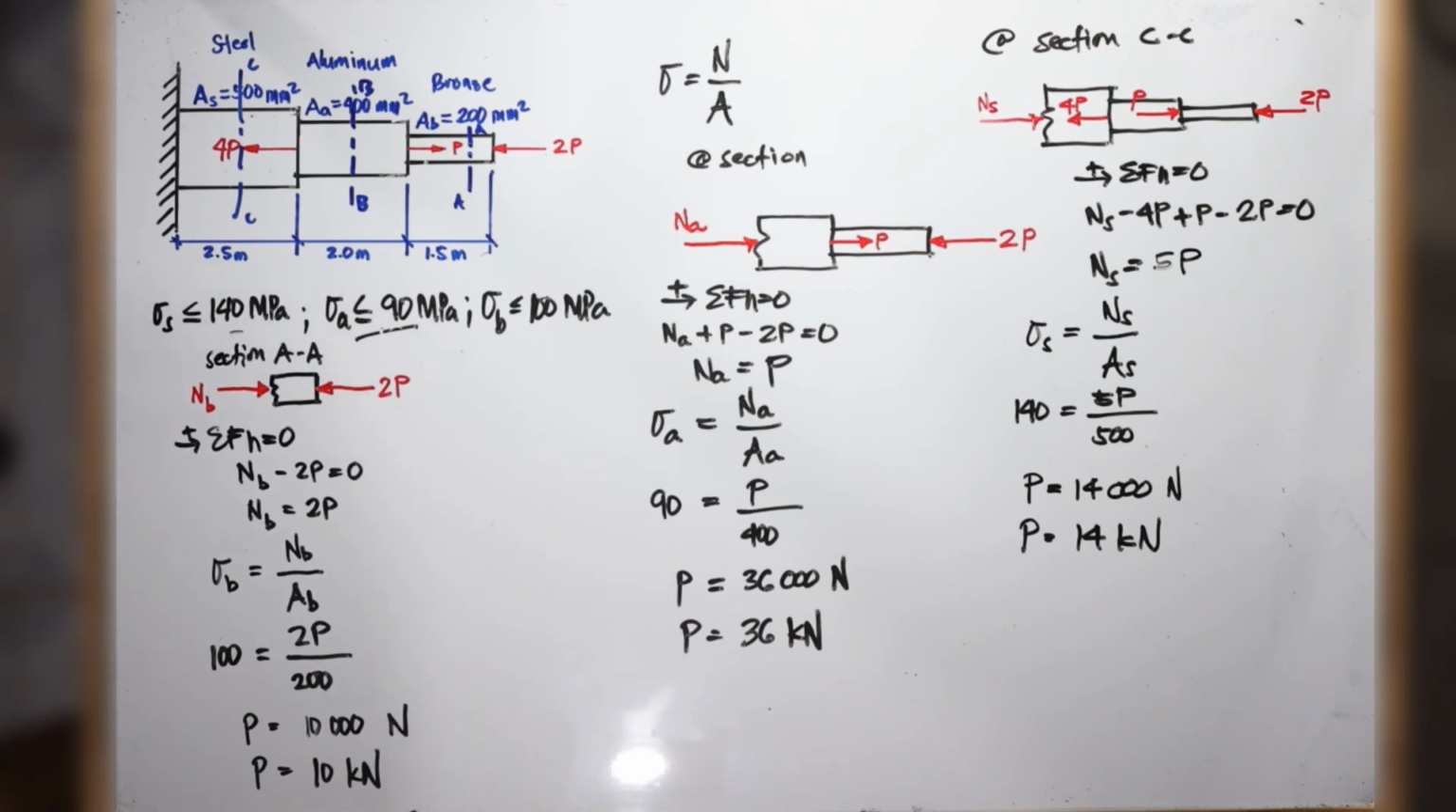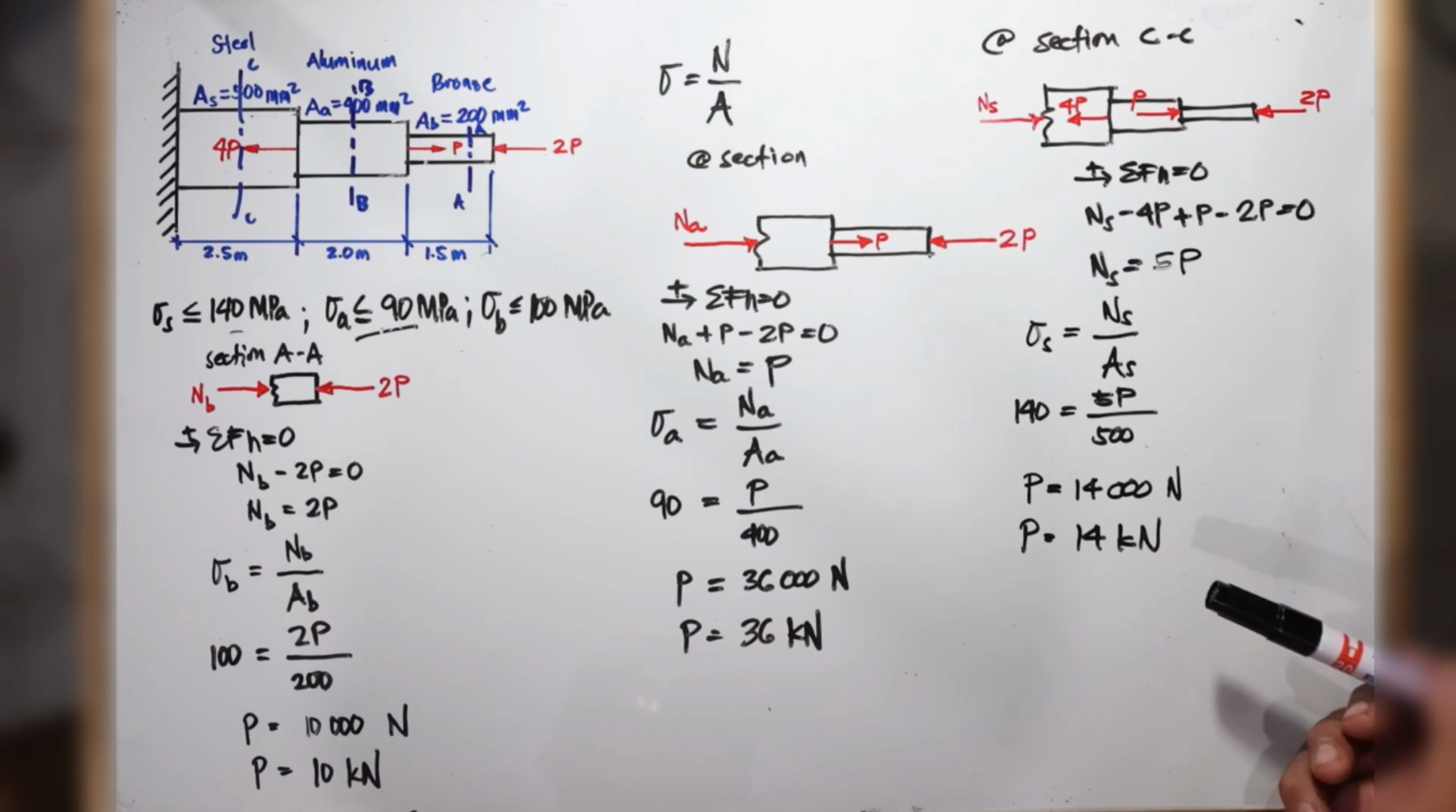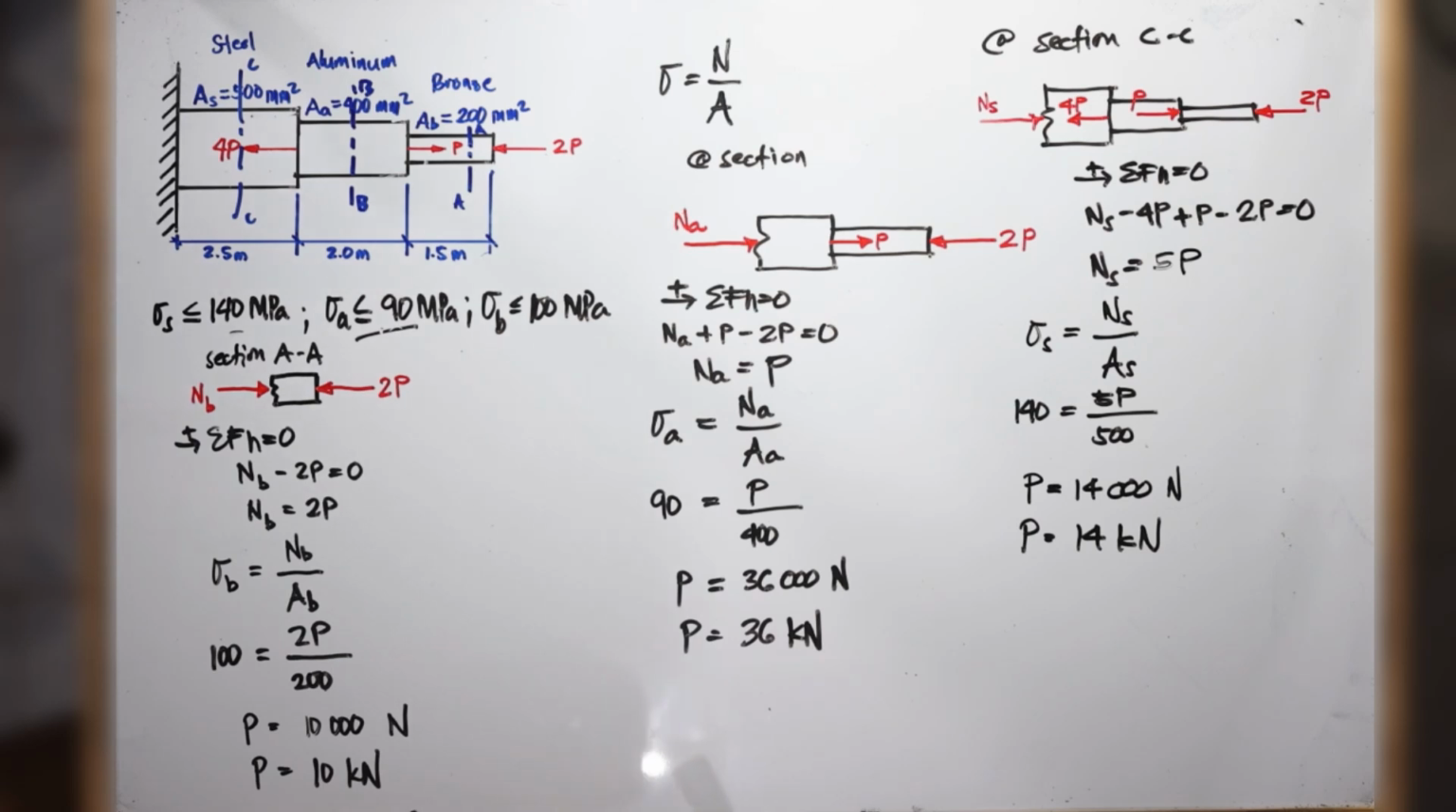Okay? So the problem is asking for the maximum value of P. So we have three values of P here: 10 kilonewtons, 36 kilonewtons, and 14 kilonewtons. So we are asked to find the maximum value of P that will not exceed a stress of 140 for steel, 90 for aluminum, and 100 megapascal for bronze. Okay, so from the three values of P, the word maximum doesn't always mean the biggest value here. It only means how much is the maximum P that can be carried by the system.